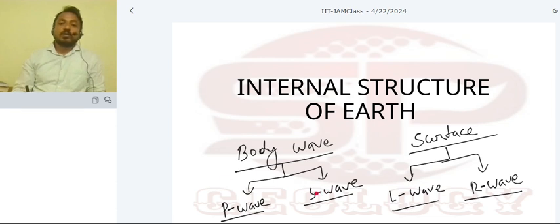These waves, when they travel through the earth or any material, give information about the material. Their velocity and other things depend upon the property of the material. So now we will study these waves in detail.